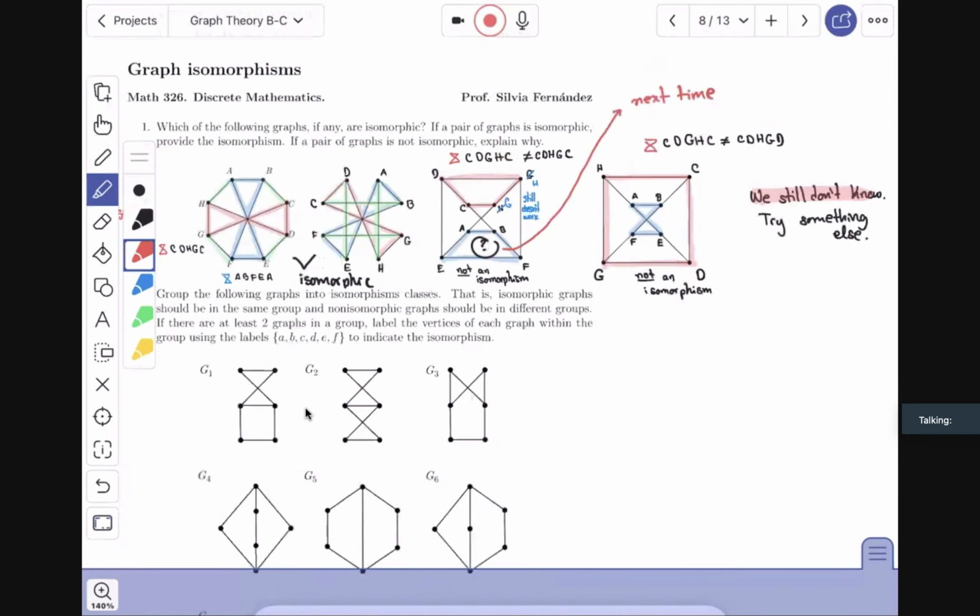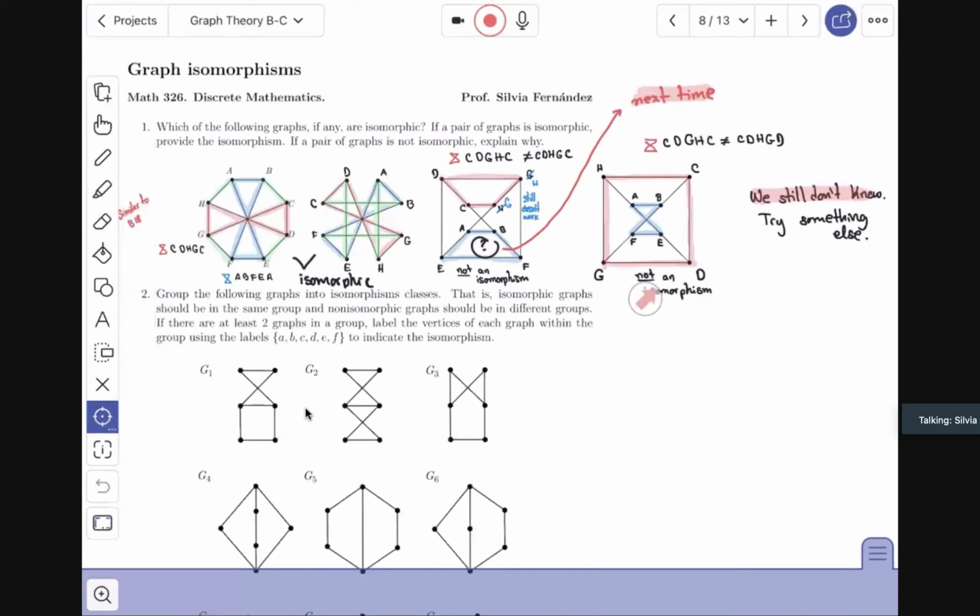Yeah. So you see, it's different to say that the graphs are not isomorphic than to say that my labels are not an isomorphism, right? So these labels don't work. It means that this is not an isomorphism. The function or the labeling is not working. But maybe there is another labeling that works.